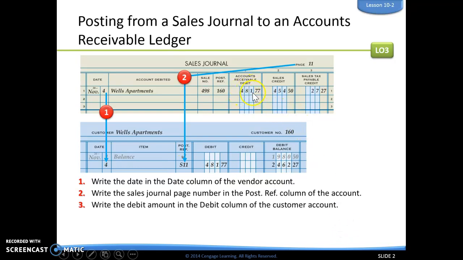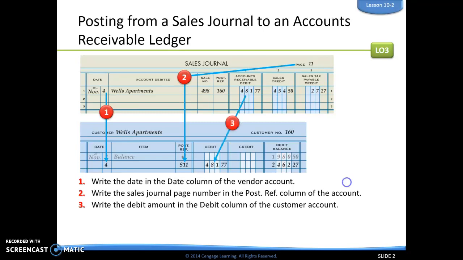We are going to debit that account. Here we have our heading. It says that we're debiting whatever account is listed here. And then also we should know that this customer goes with accounts receivable. So this also is labeled as a debit. So we're debiting for $481.77. That's how much they owe us.